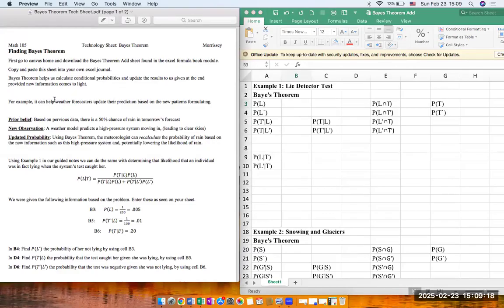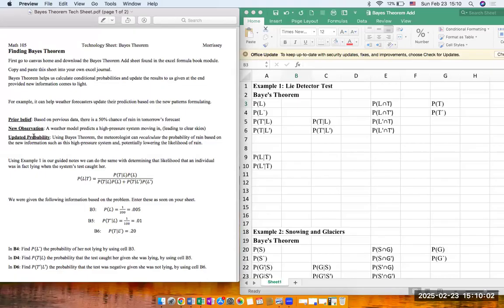Now it says, for example, Bayes theorem helps us calculate conditional probabilities and update the results, provided new information comes to light. For example, it can help a weather forecaster update their predictions based on new patterns forming. The prior belief, if we're a weather forecaster, is that based on previous data, there is perhaps a 50% chance of rain in tomorrow's forecast. Now, when you go into work, you see a new observation: a weather model predicts that a high pressure system is moving in, which will lead to clear skies. It's going to push off all the rain clouds we thought were rolling in, and instead it's going to be a little bit clearer.